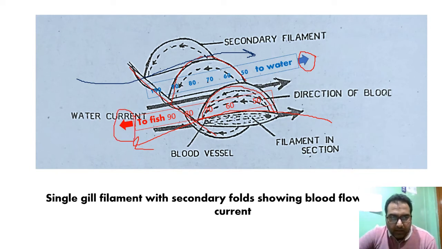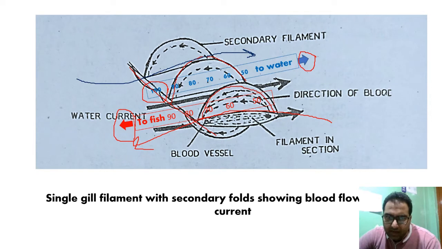For example, the water is coming with the saturation of the oxygen. Here I have shown it by 100, 90, 80, 70, 60. So it came with 100% oxygen, or it is saturated with oxygen. It is having 100 oxygen while moving toward the gills, through the secondary gills, and the blood is exchanged.